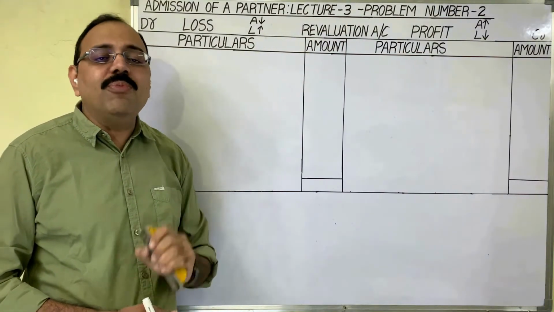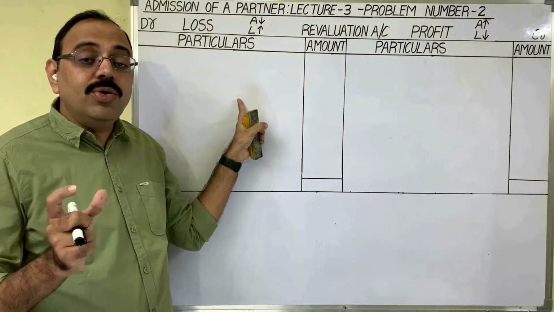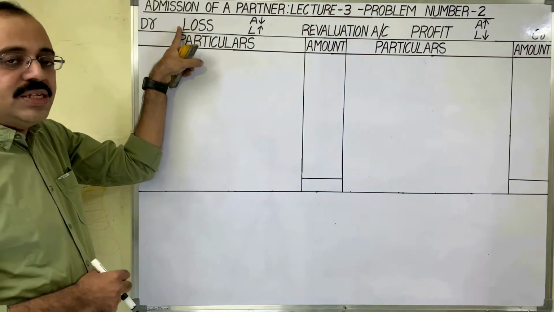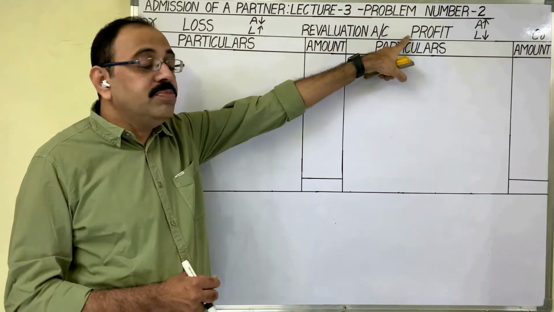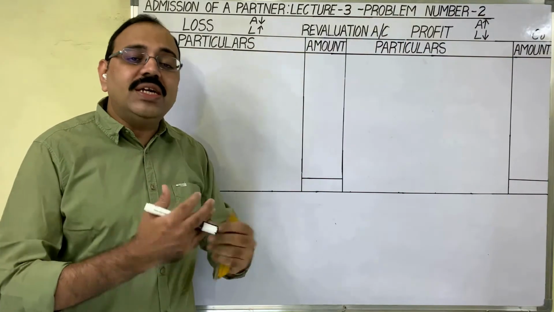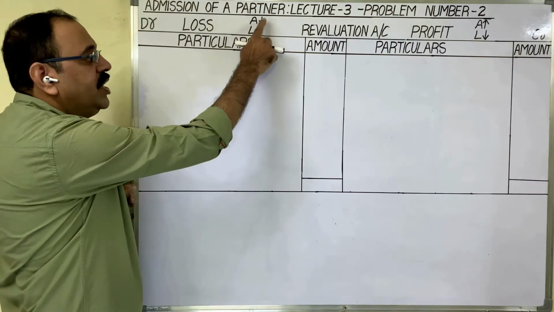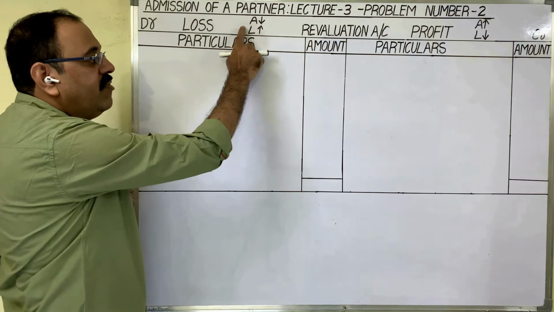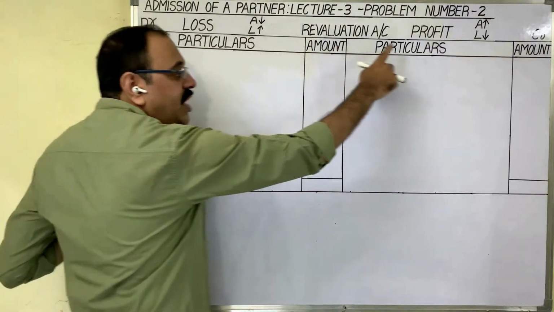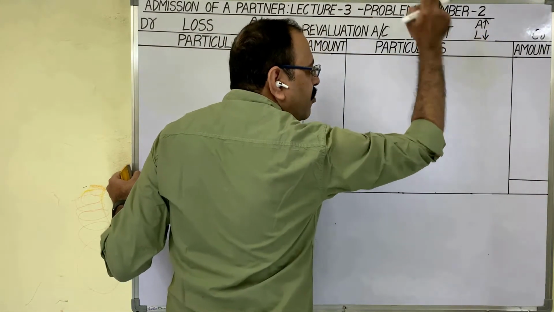Revaluation account is a nominal account. So while preparing the revaluation account, we have to follow nominal account rules. The nominal account rule is debit all expenses and losses, credit all incomes and gains. Gain means profit. In revaluation of assets and liabilities, when asset value is decreasing or liability value is increasing, then loss comes. If asset value increases or liability value decreases, then profit comes.